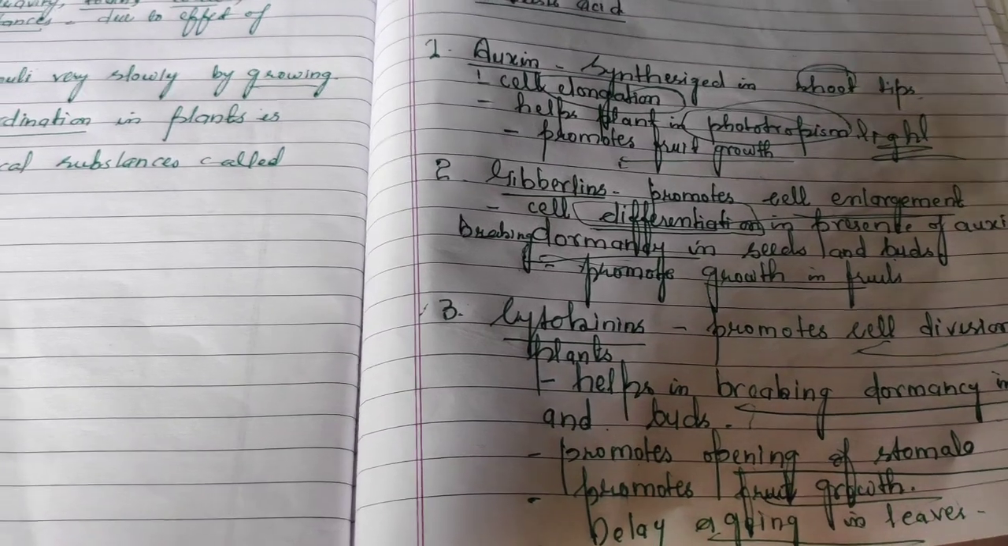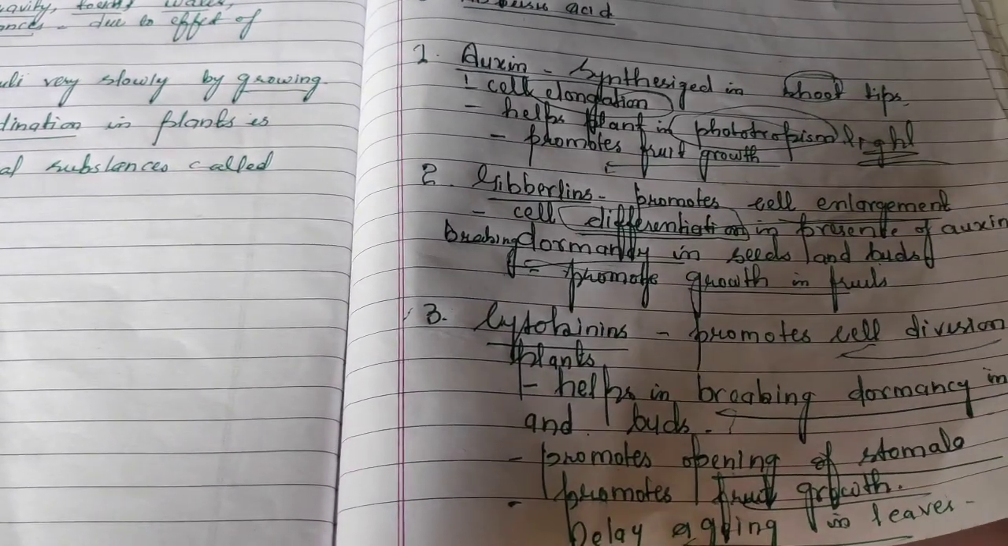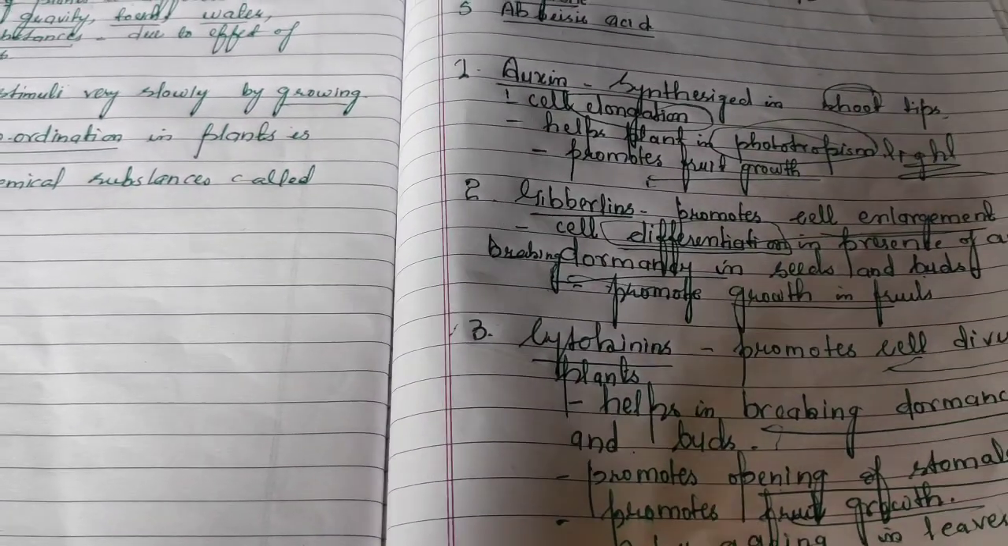This means auxins, gibberellins and cytokinin are plant growth hormones. They help in growth of a plant. They promote the growth of a plant.